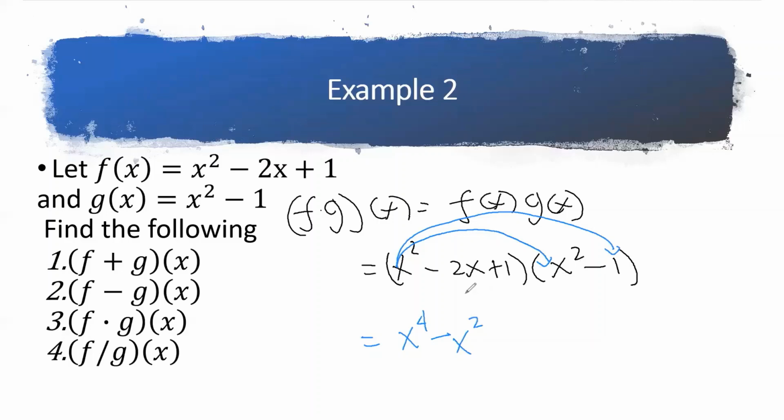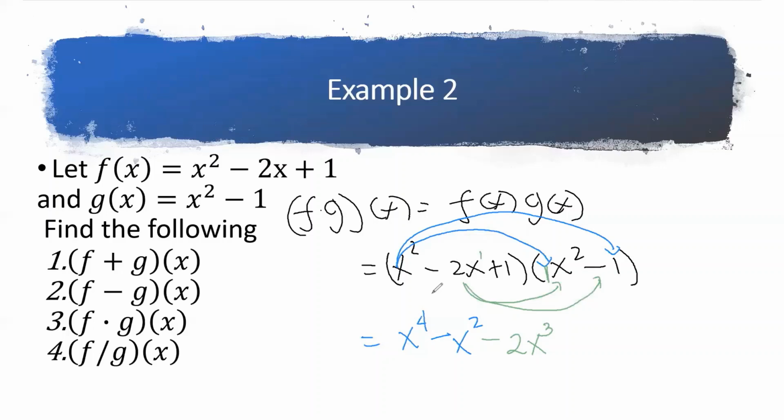Next, this negative 2x. So multiply this to x squared. So negative times positive is negative. Then 2x times x squared is 2x cubed. So again, add the exponents. The exponent of x here is 1. So 1 plus 2 is 3. Then multiply their numerical coefficients. The numerical coefficient of x here is 1. So 2 times 1 is 2. x times x squared is x cubed.